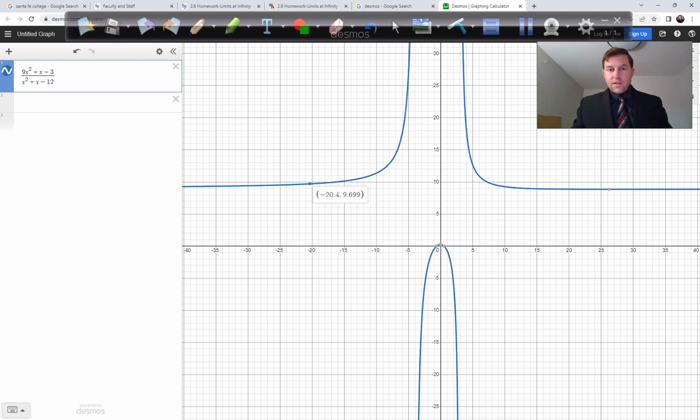And then here, it's going to get closer and closer, the y value, to 9. So 9.3, 9.3, 9.275, etc. And on this side too, 8.8, 8.85, 8.6, 8.6, and then it's getting bigger and bigger, closer to 9. So that's where the horizontal asymptote is.